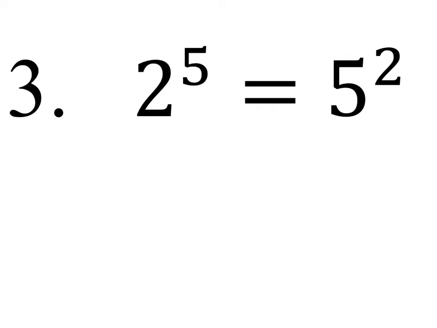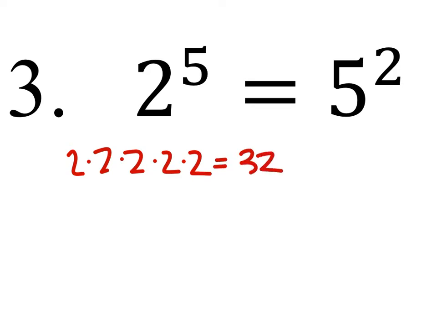So 2 to the power of 5 would be, let's take a look at this: 1, 2, 3, 4, 5 2's. So what was that, 32? And then 5 to the power of 2 is 5 times 5, which is 25. Very close, but very different as well.